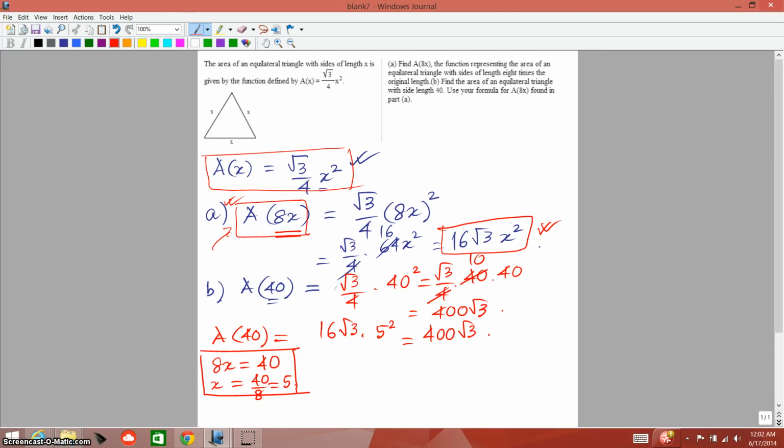I hope now you realize the mistake you were making before was replacing your x squared by 40, but that was totally wrong, because 8x is now 40. So you had to find out your x value, and that's what you need to substitute in that given expression. Okay, hope this helps.